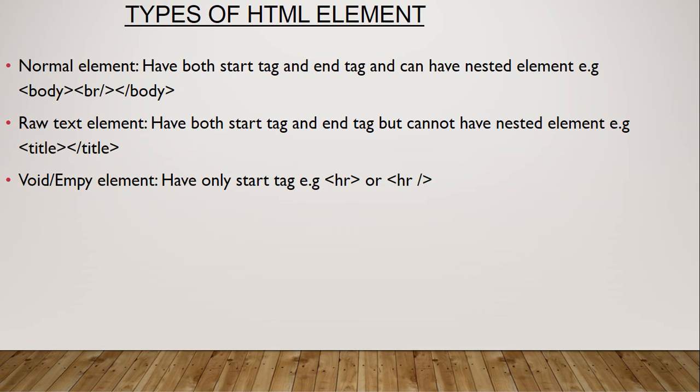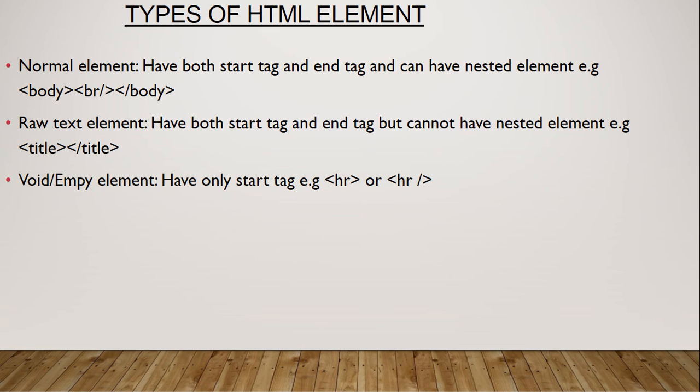The raw text elements have both a start tag and an end tag, but you cannot place a nested element in them. An example is the title tag. Then we have the void elements, which only have a start tag. If you look at this HR and the other one, this has a slash at the back. This is XHTML syntax. But since we are using HTML5, we can use either of the two, the XHTML or the HTML5 style.